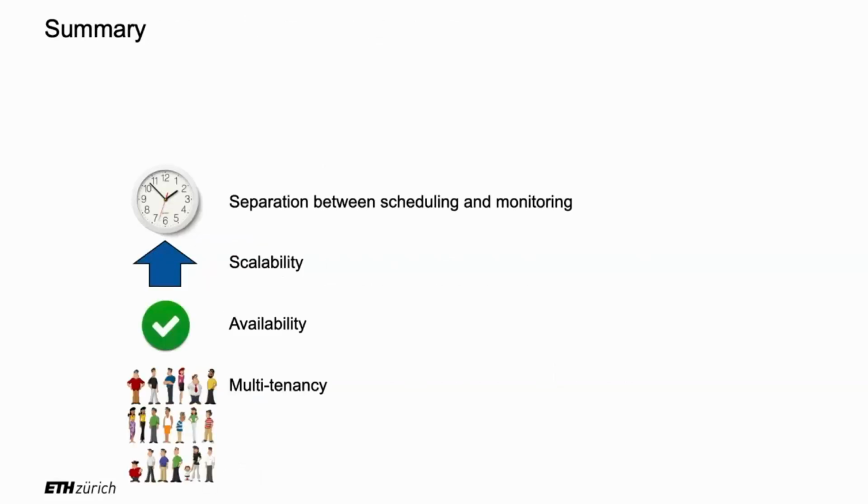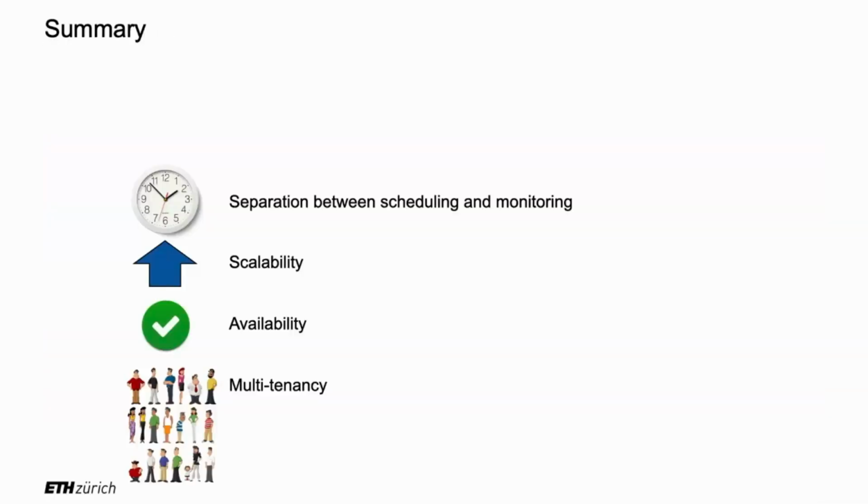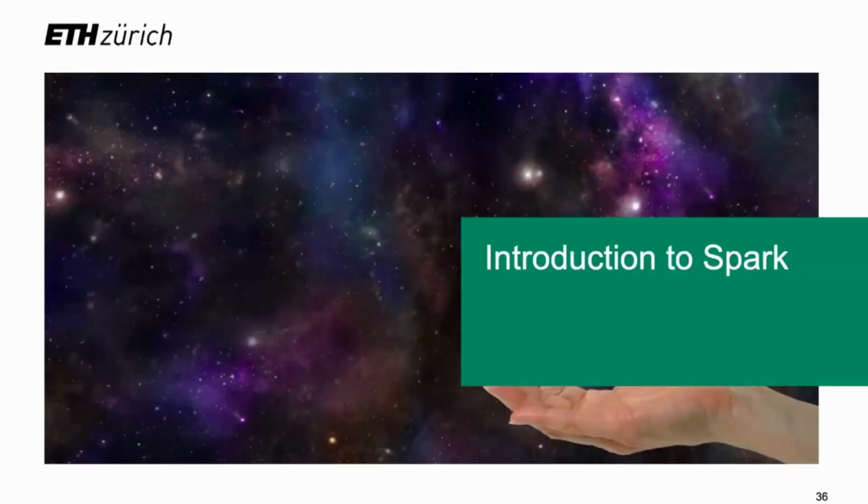So now we separate cleanly between scheduling and monitoring. We scale up. Now we can achieve more. I think it's 10,000 nodes and 100,000 tasks. We can be more available also because we share the cluster with other people. That's called multi-tenancy. You can have plenty of people using the cluster at the same time. So that is Yarn.